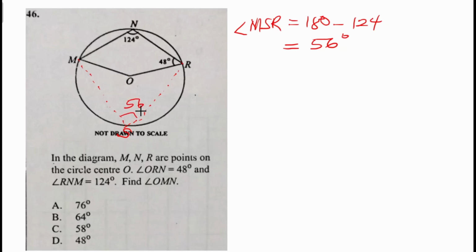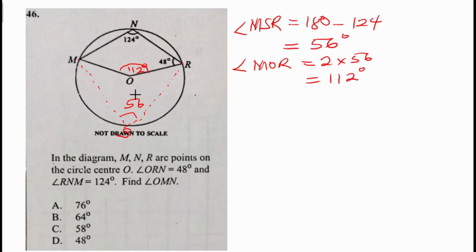Then another circle theorem says that twice this angle should be equal to the angle here. So angle MOR will be equal to 2 times 56, which is equal to 112 degrees. So this angle is 112 degrees. Then now we can concentrate on quadrilateral MNRO.